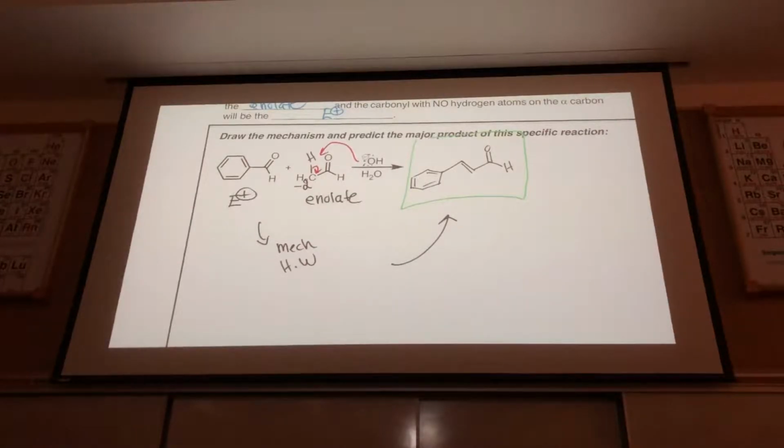You can actually still favor one side of a crossed aldol series of products if one H is more desirable to pull off than the other one. In other words, it would be more acidic. So we'll do that example next.